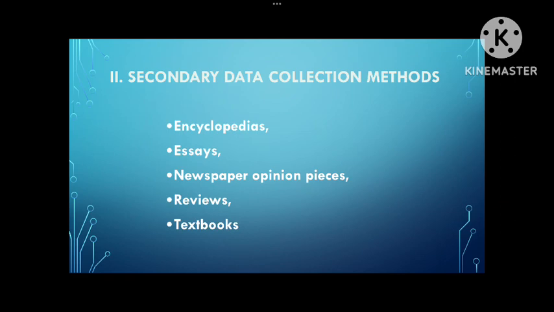Published data are available in various resources, including government publications, public records, historical and statistical documents, business documents, technical and trade journals, then even encyclopedias, essays, newspaper, reviews, textbooks, and the like. Unpublished data includes diaries, even letters, unpublished biographies, etc.